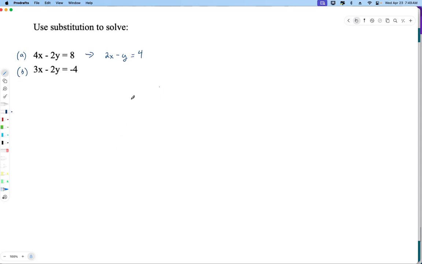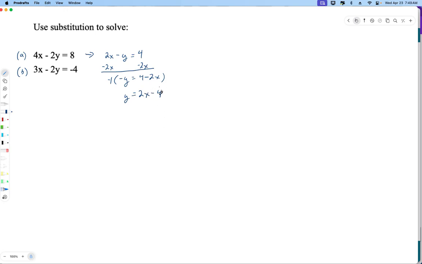Okay. This allows me to create a substitution value. I'm going to subtract 2x from both sides. That's going to give me negative y is equal to 4 minus 2x. I'm going to multiply everything by negative 1. Y is equal to, and I just flip these around, 2x minus 4, because now this one's negative and this one's positive. And we only want to write one operation if we can get away with it.